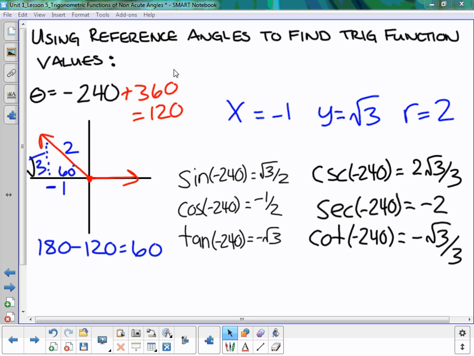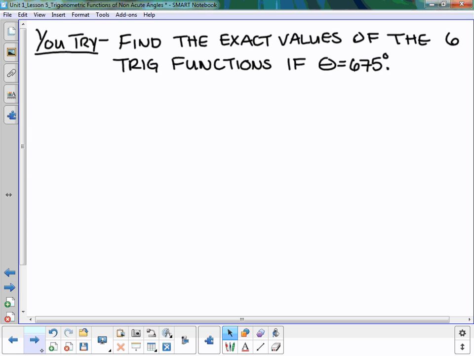Questions about this one? Anybody recognize these answers from earlier today? Yeah. So the trig function values of negative 240 have the same numbers as 60. The only thing that changed is a few of them were negative. All right. Try that one on your own.